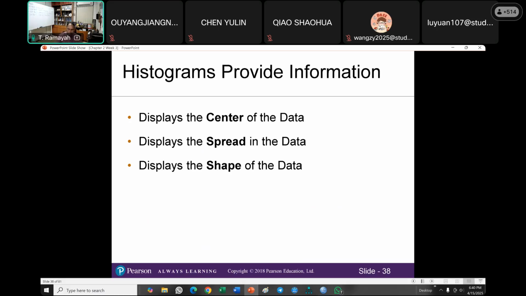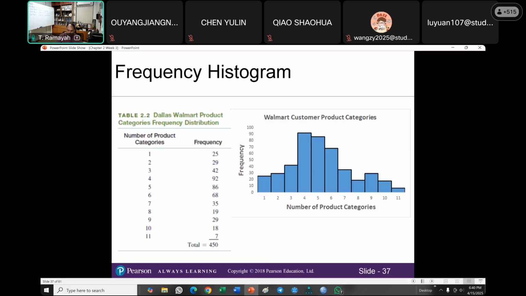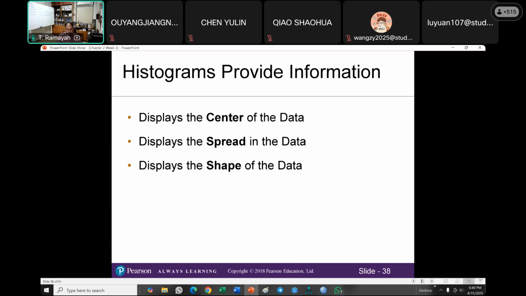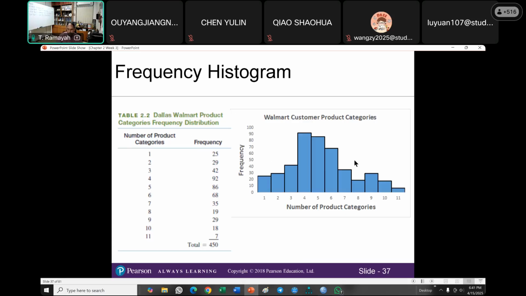Once you develop the histogram, we can look at 3 things. Number 1 is the center. You can see here, this is the center, right? Number 2 is the spread. Spread means how far they are from the center. Are they spread towards the right, or are they spread to the left? That is called spread. And the third one we call the shape. Is the shape more normally distributed? Are they distributed equally? Those kinds of things we get from the histogram.